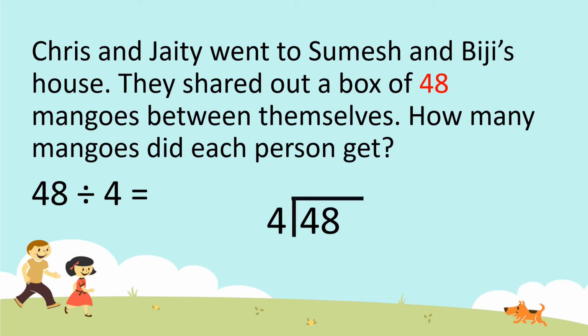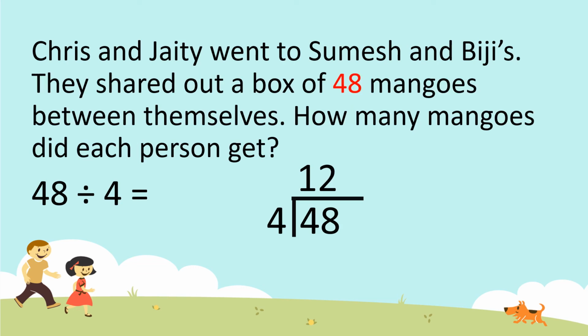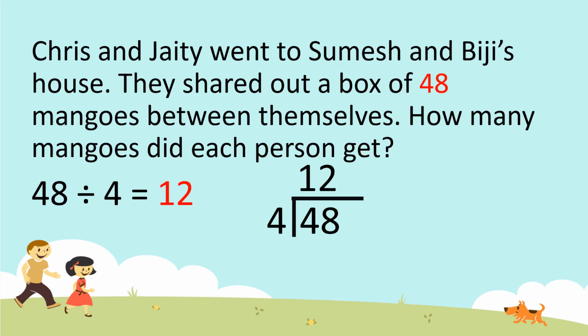Next we will see how many times 4 goes into 4. 4 goes into 4 one time, so on top of the 4 in 48 we would write 1. Next, we will see how many times 4 goes into 8. 4 goes into 8 2 times, so on top of the 8 we will write 2. So 48 divided by 4 is 12.